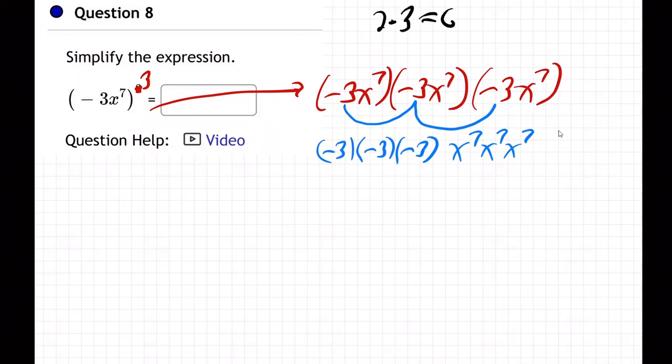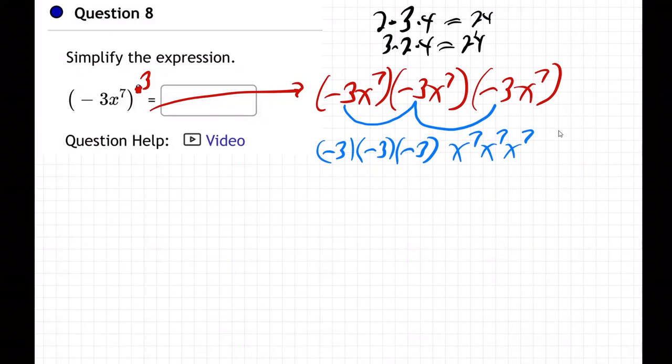2 times 3 is what? 6. What's 3 times 2? Also 6. Yeah, the order of multiplying never matters. It doesn't matter what order you multiply things in, right? If you had 2 times 3 times 4, and you wanted a different order, 3 times 2 times 4, it's going to be the same answer. They're both going to be 24. If a bunch of stuff is just multiplied, the order doesn't matter. We can do it whatever order we want.